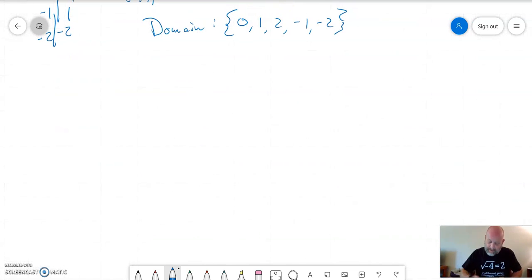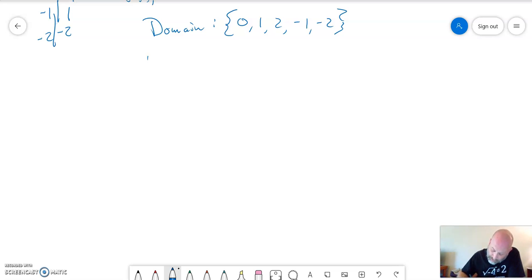Remember that a relation, if it has two values for a single x value or a single input, it has two y values for that, then it's not a function.